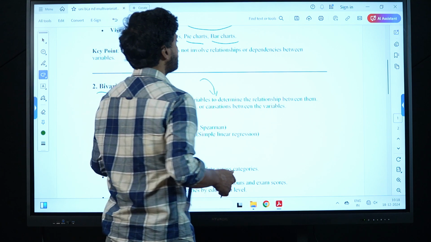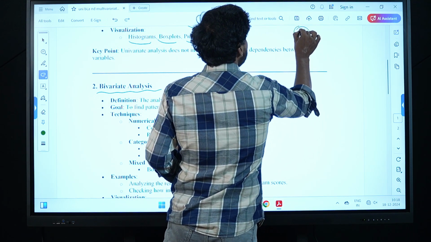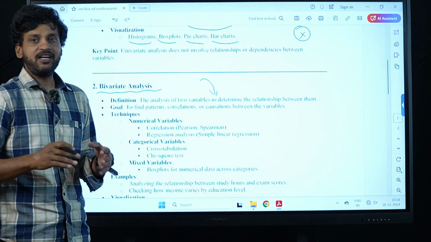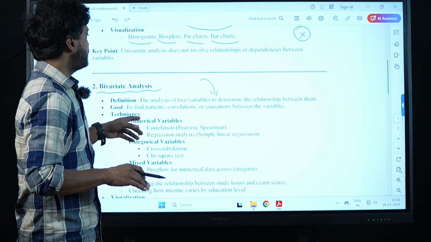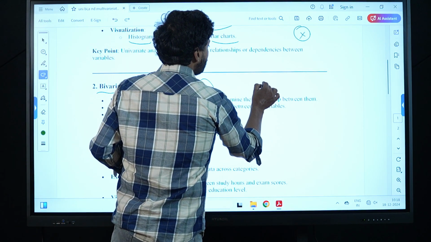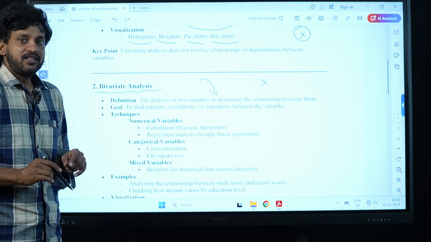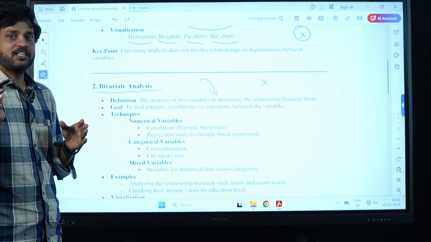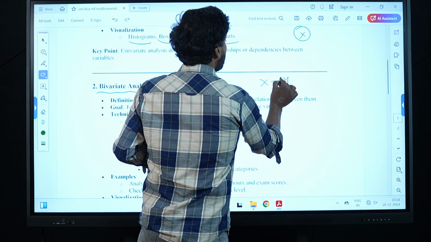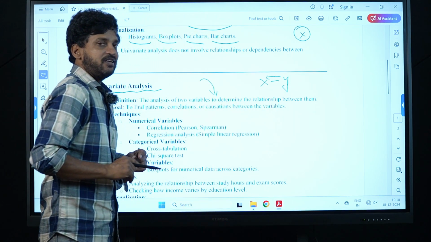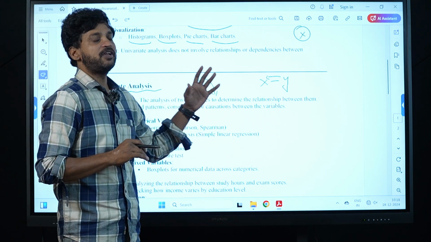In univariate analysis, we take only x. We discuss only x, maybe the age, maybe the height, or any other thing with respect to a single variable. But here, I will take one variable x and identify the relationship of this x with respect to some other variable such as y. X may affect y or the other way around. Here, I am going to analyze the relationship between two variables.